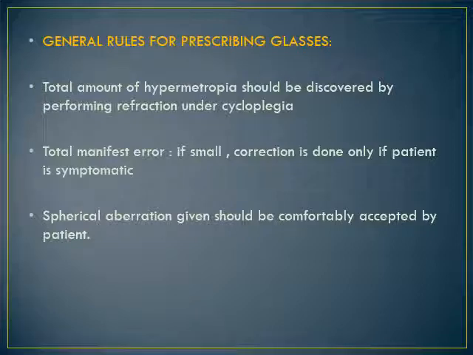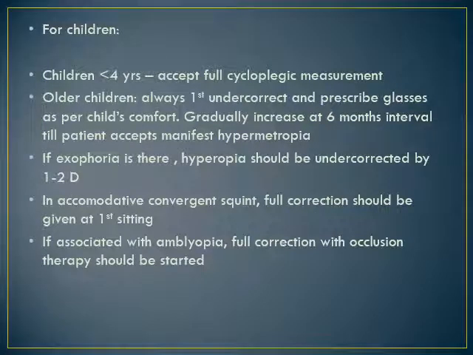And there are some general rules for prescribing glasses in hypermetropia. Always the total amount of hypermetropia should be discovered by performing cycloplegia. If the total manifest error is small, then correction is done only if the patient is symptomatic. It is less than one diopter or half a diopter. And the spherical correction given should be comfortably accepted by the patient, so acceptance should be checked. For children less than 4 years, you have to give full cycloplegic refraction. In older children, first give undercorrected glasses and then gradually increase at 6 month intervals till the patient accepts manifest hypermetropia.